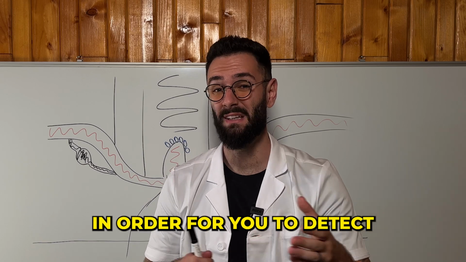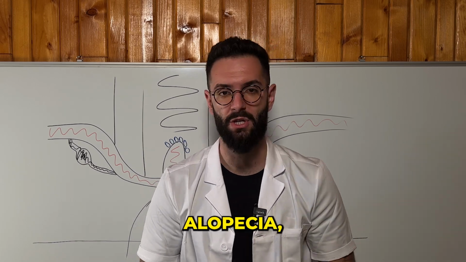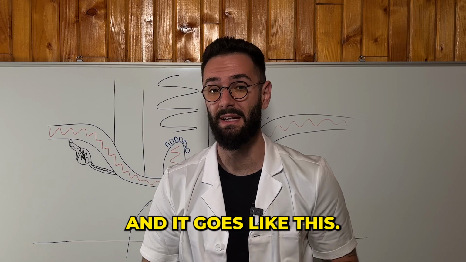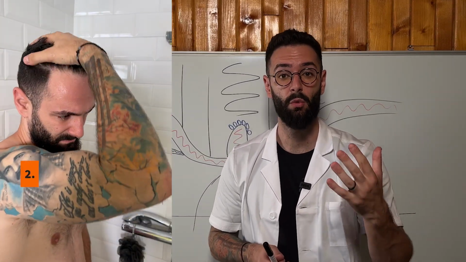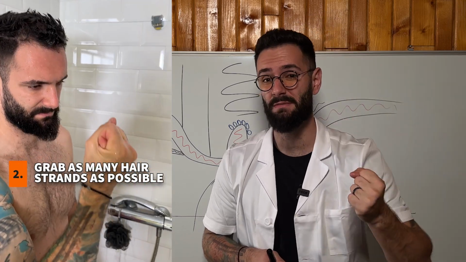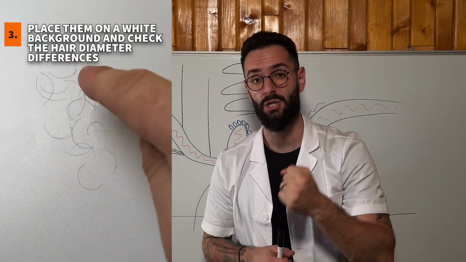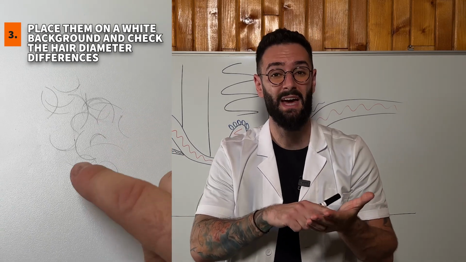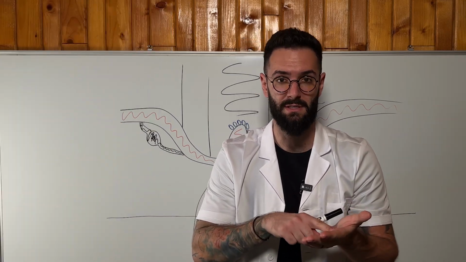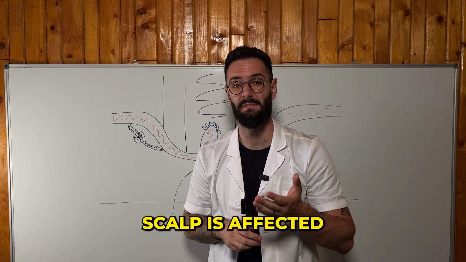In order for you to detect if you suffer from androgenetic alopecia, I advise you to do the shower test, and it goes like this. Go into the shower and wet your hair. Take your hand and run it through the hair and take as many hair shafts as possible. After that, put those hair shafts on a white background, bundle them all together and see if they have hair diameter differences. If they do, it means your scalp is affected by DHT.